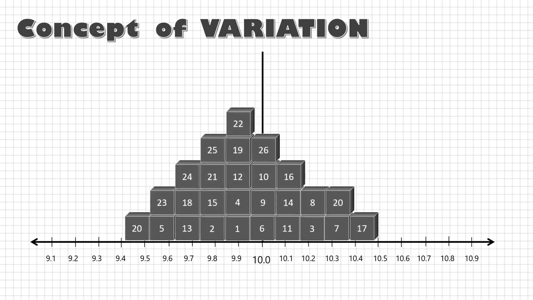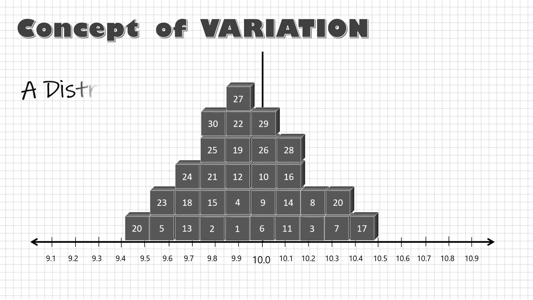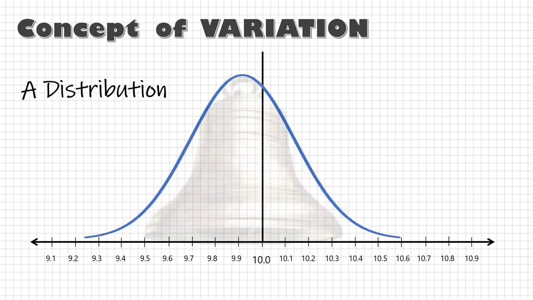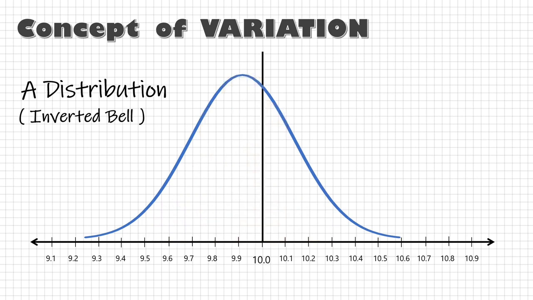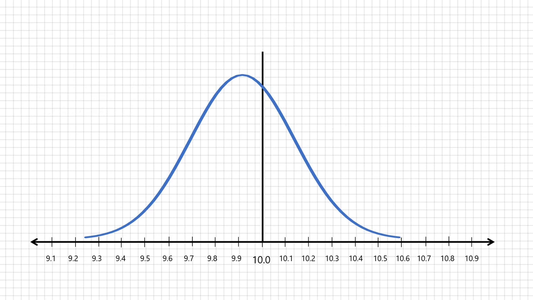Now these parts may vary from each other, but they form a pattern that can be described as a distribution. If I make a line to the top of this distribution, it will look like an inverted bell. Now this distribution curve or inverted bell represents a process statistically. Let me say this again. This curve represents a process and it has three characteristics.